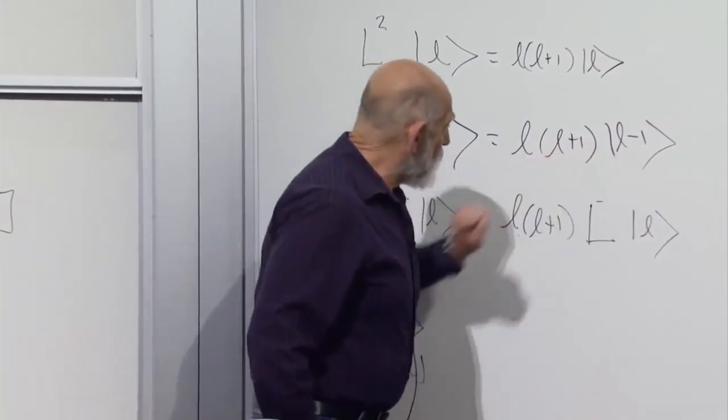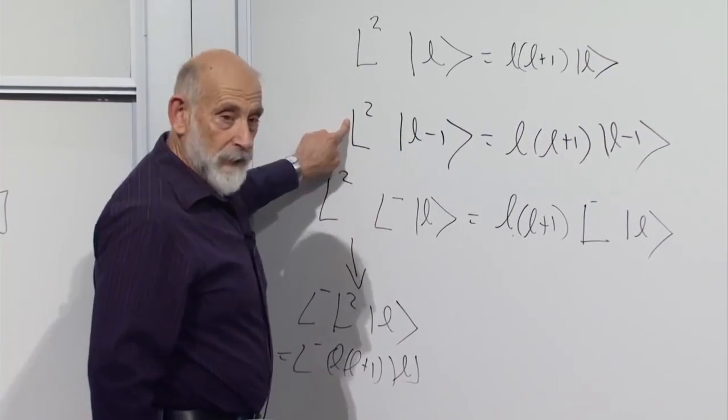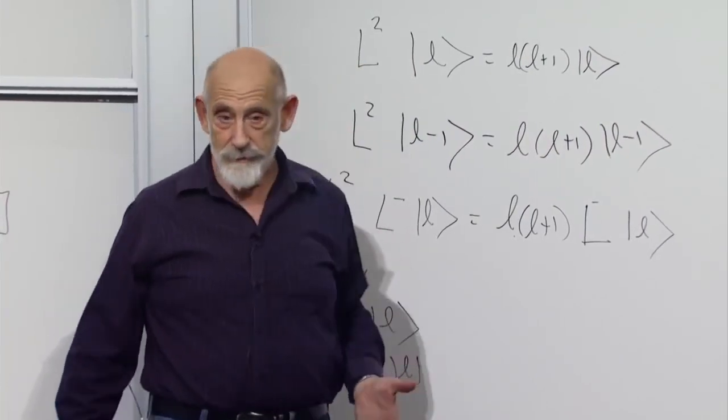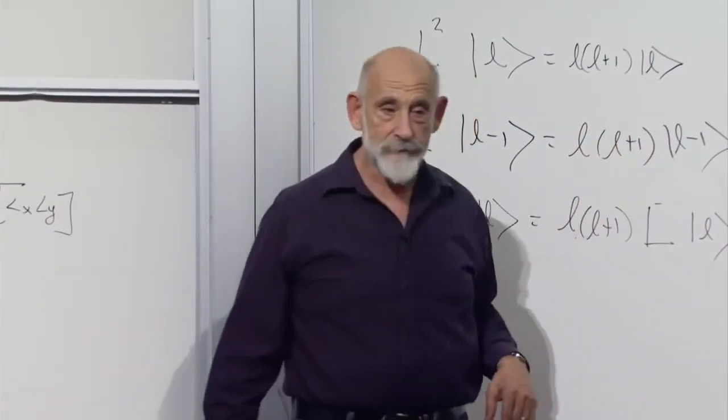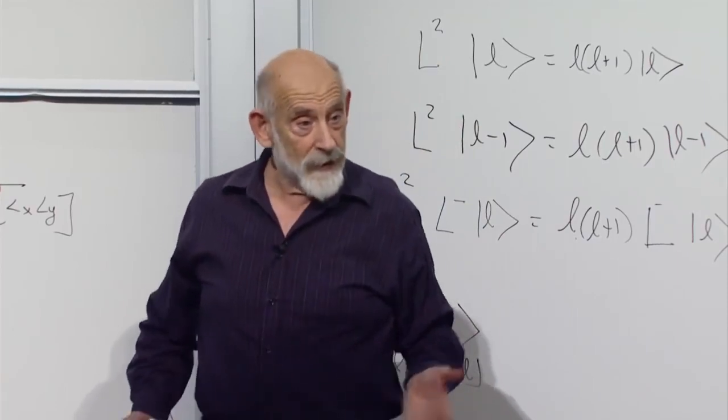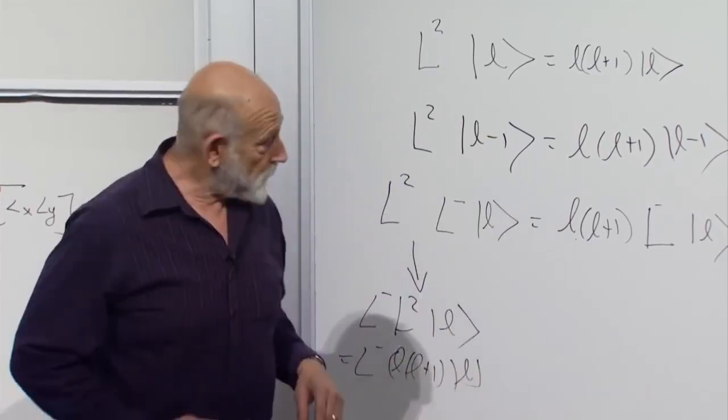that the state L minus 1 is also an eigenvector of L squared. What about L minus 2? What about the next state down? Same thing. We just go down till we run out of states.